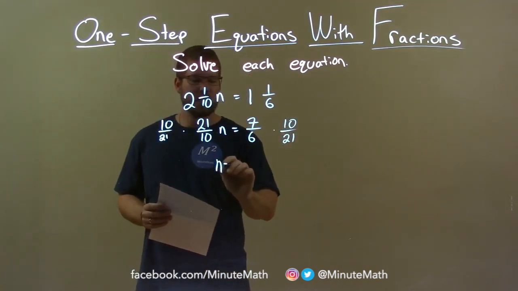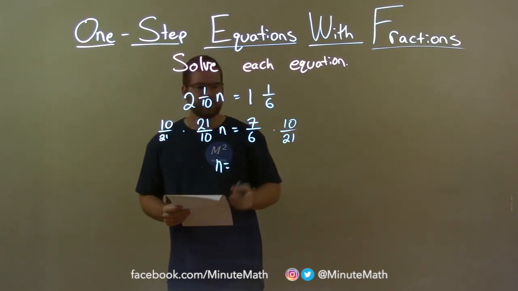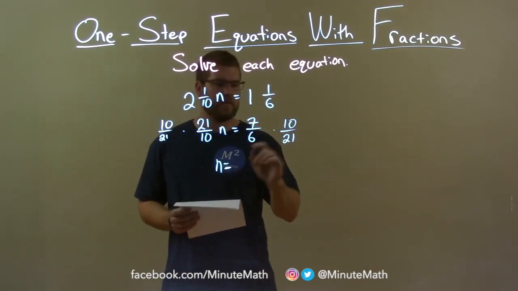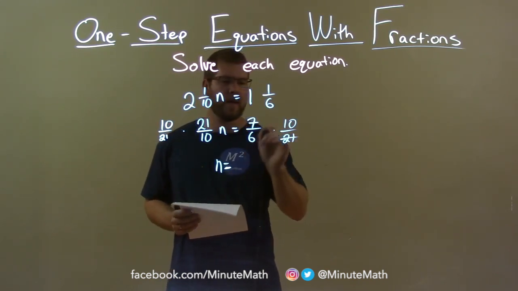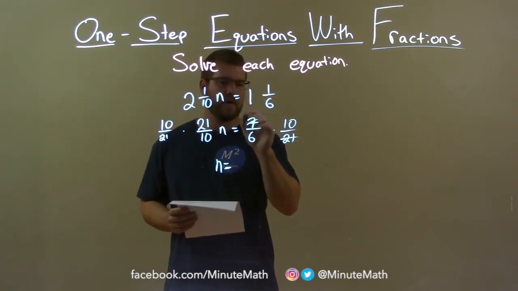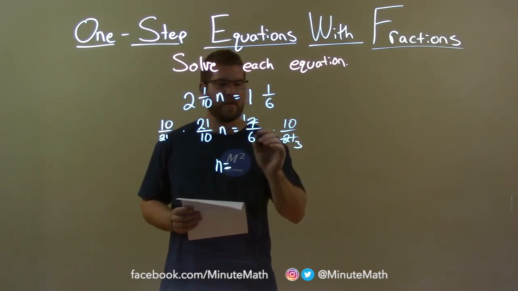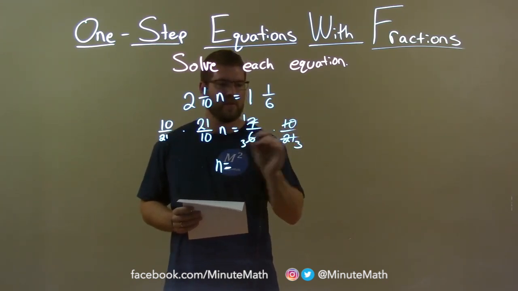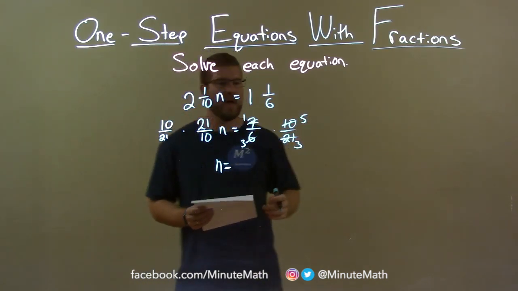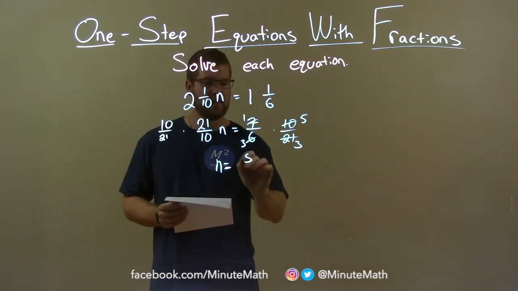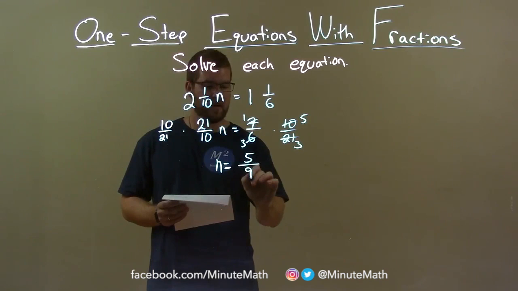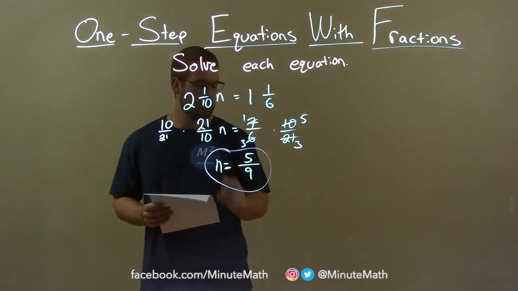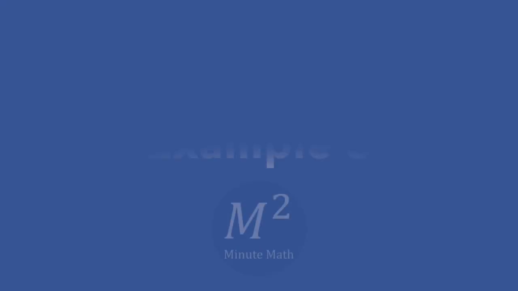This leaves us n by itself, okay? Then on the right-hand side, we can simplify as much as we can. 21 and 7 simplify, right? There's a 1 and this is a 3, and then 6 and the 10, both divisible by 2, so we have 3 and a 5. And so we're left with, well, 1 times 5 is 5, and 3 times 3 is 9, so n equals 5/9, and that's it, our final answer, n equals 5/9.